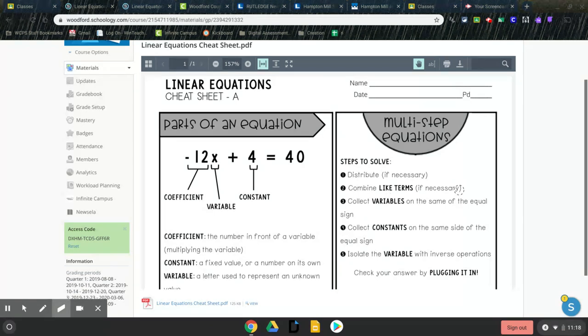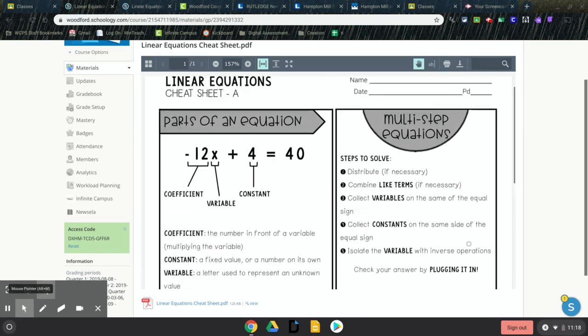Looking over here at our multi-step equation steps. If we are doing a multi-step equation, let's make one up here. Let's do 2x plus 1 equals 5. First thing it says to do is to distribute if necessary. There is no need to distribute in this particular problem.